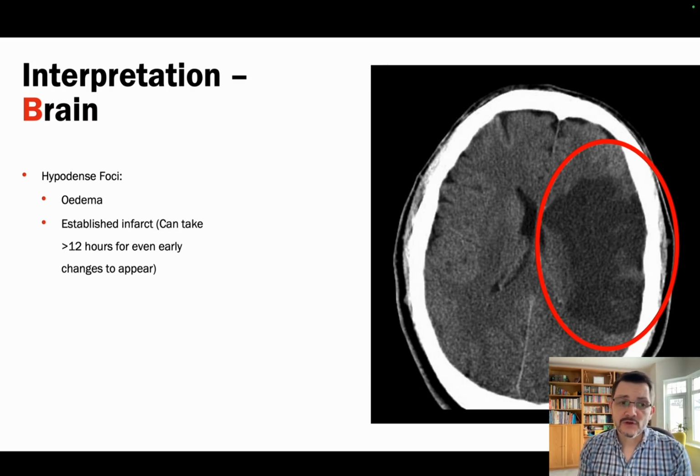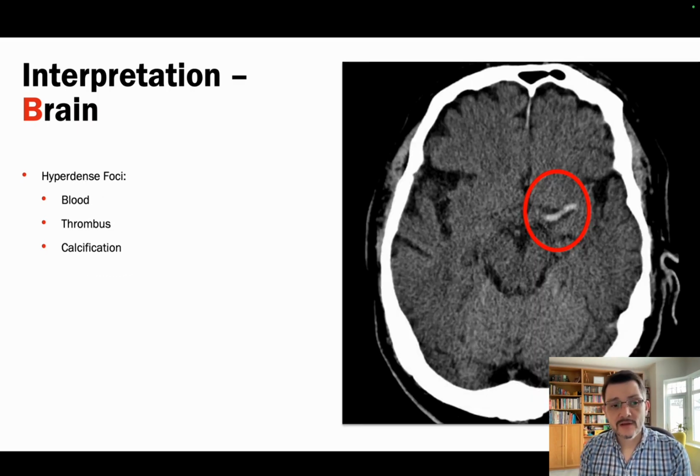Next thing with the brain then is to look at hypodense foci, so that's edema or established infarct. So this is an infarct that may be at least 12 hours after, sometimes more like 24 hours. Really, you wouldn't start to see major change like that on the screen for about 3 days after an infarct, but edema from a tumour or an abscess can appear hypodense like this at any point during the course of its development.